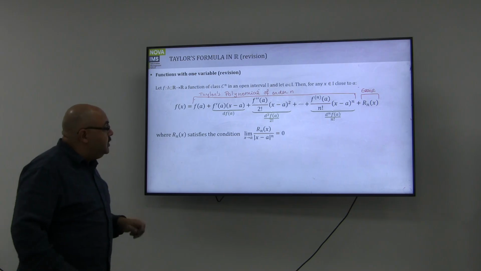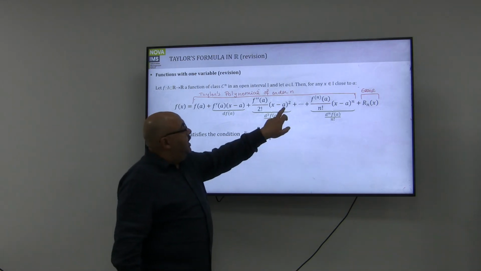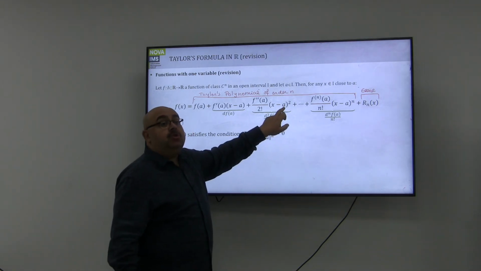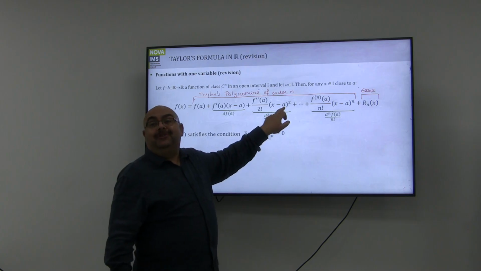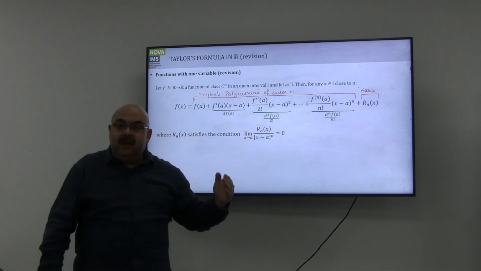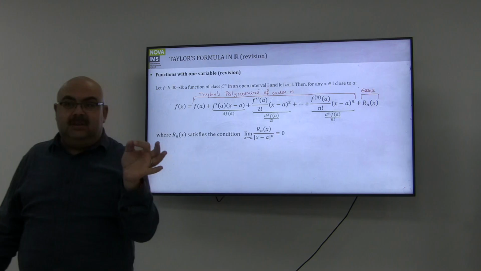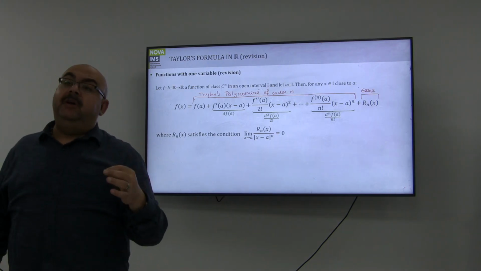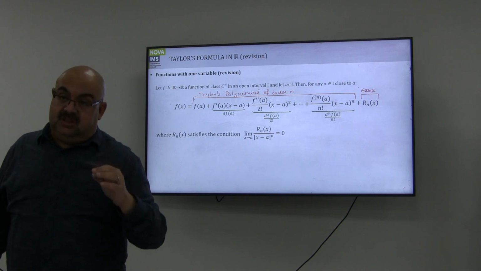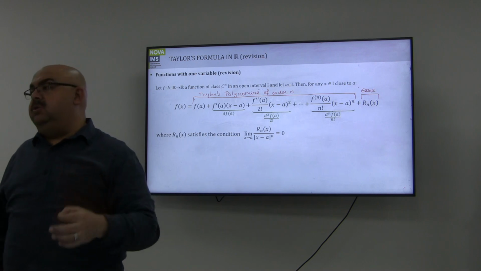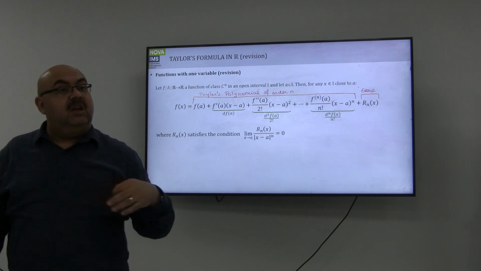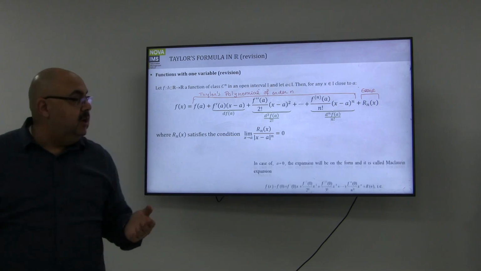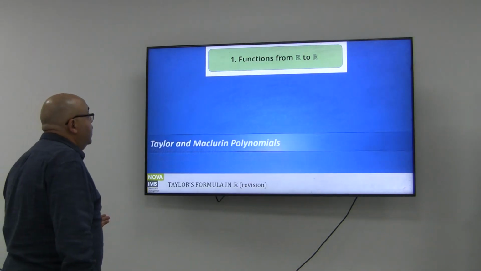Once you make your expansion around a equal to 0, we are talking about Maclaurin. So the difference between Taylor and Maclaurin is the neighborhood of the point that you are using. If the point is 0, then you are using the Maclaurin expansion. If it is any other point, then you are doing Taylor, as you can see.